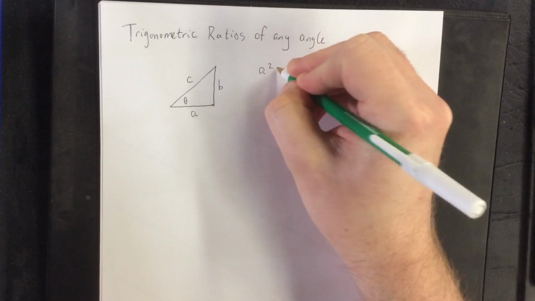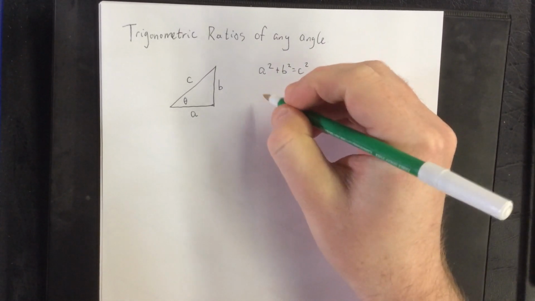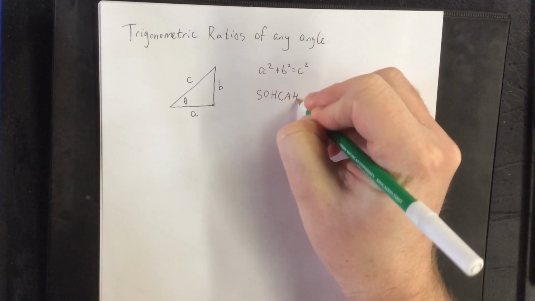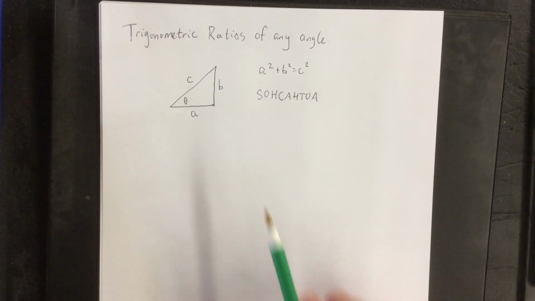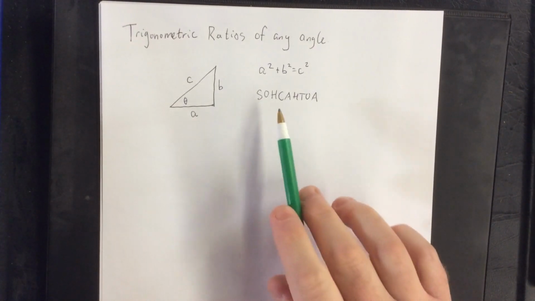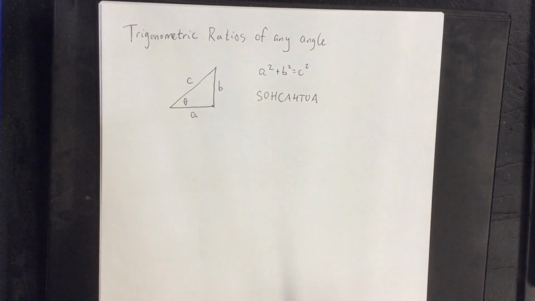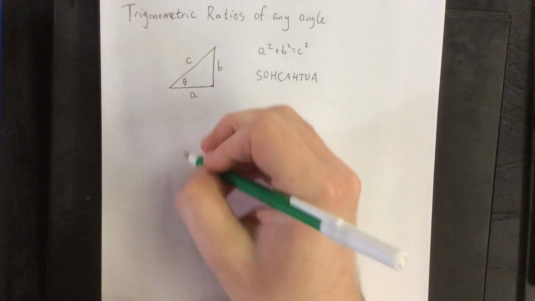We have access to a couple things. A squared plus B squared is equal to C squared, and we have access to our 6 trigonometric ratios that take the form SOHCAHTOA. So the sine of an angle is the opposite over the hypotenuse, cosine of an angle is the adjacent over the hypotenuse, and tangent of an angle is the opposite over the adjacent. So just a little reminder from a couple sections ago.